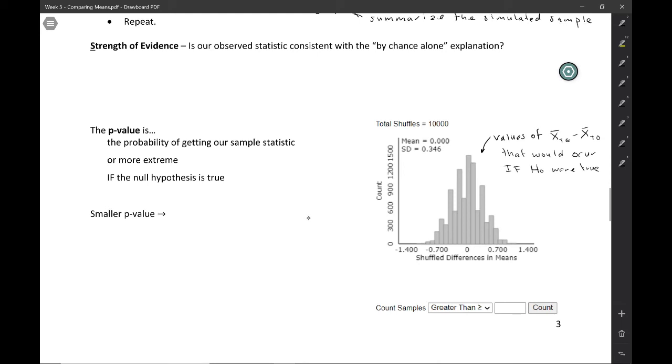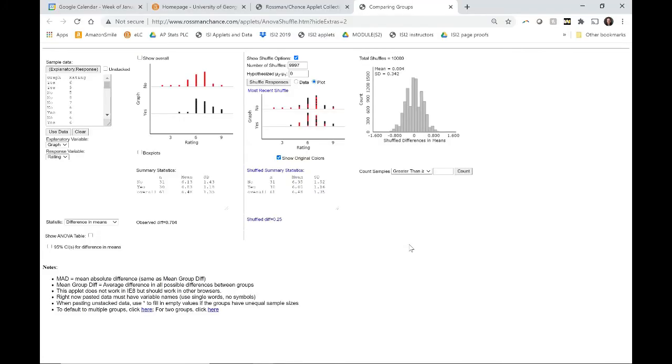So that's why this graph is centered at 0. That's not proving anything about the real world. It's centered at 0 because of our assumption, right? Our assumption is that there's no difference between these two groups, that graphs don't actually matter. And if that were really the case, sometimes you get a difference that was positive, sometimes you get a difference that was negative, but it would be centered at 0. So is this a good explanation for our data?